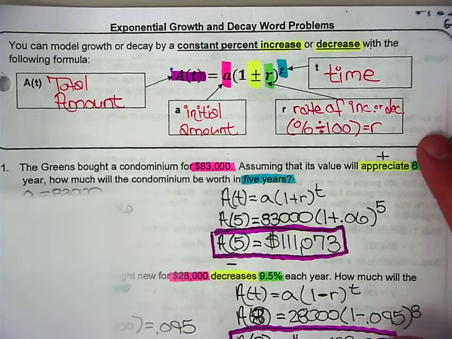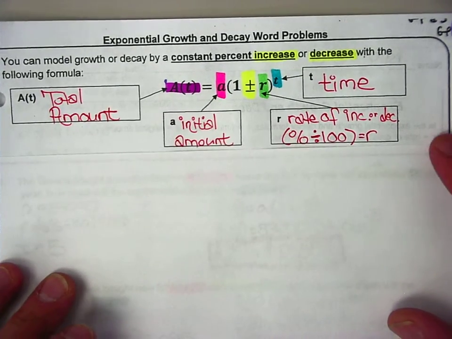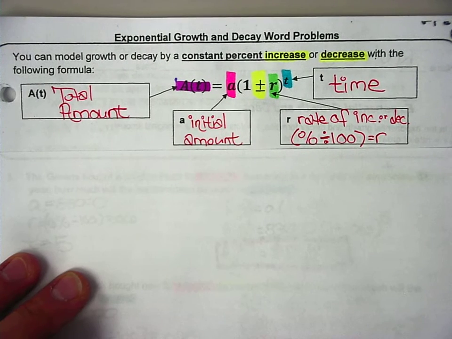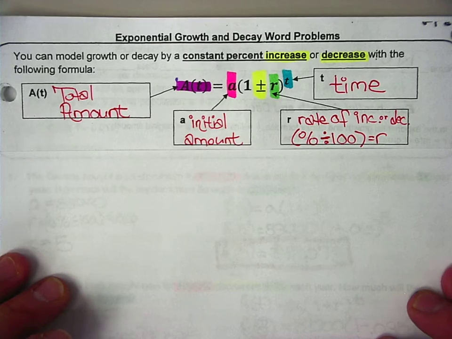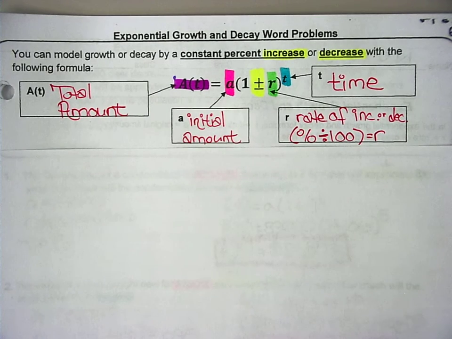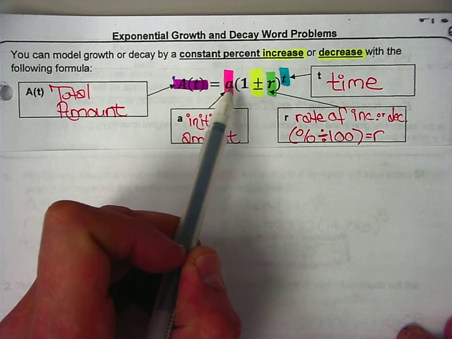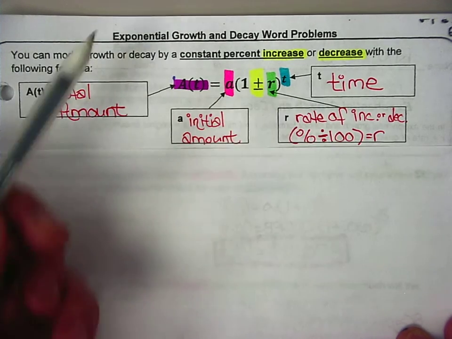And what we have here is the exponential growth and decay general formula. So from the very top, it tells us that you can model the growth or decay by a constant percent of increase or decrease with the following formula. It's read as A of t equals A times 1 plus or minus r to the t power. So let's break down each part.